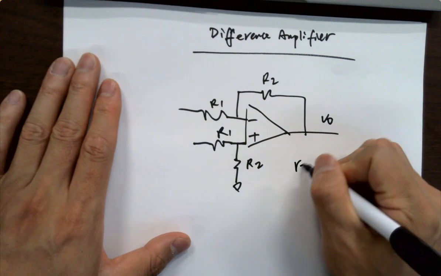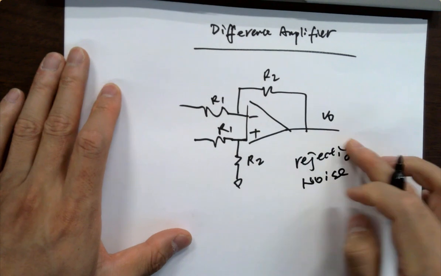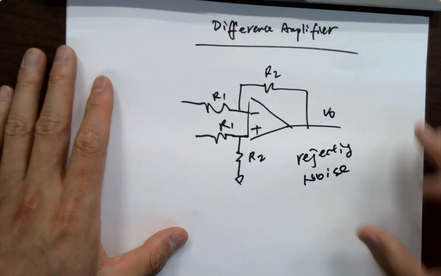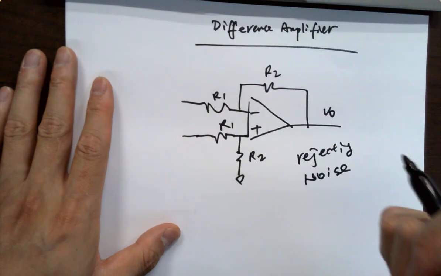It's rejecting noise. Why is it rejecting noise? It requires going through the whole derivation, and I don't have time to run it. It's not difficult, but I just want to let you know. You have to make it symmetrical in order to improve the performance.